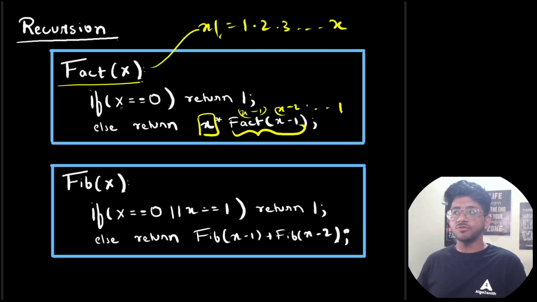It will call itself, go all the way to the base, then go till 0 and return 1, because factorial of 0 is 1. This is one basic recursion.